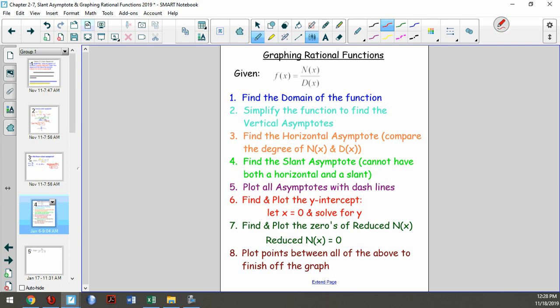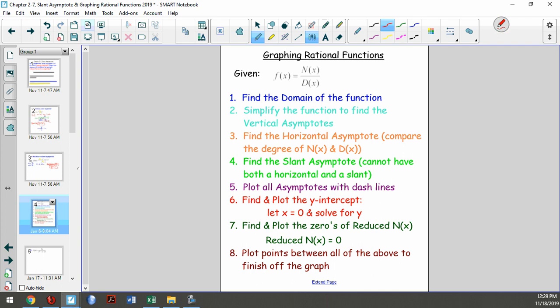Number 6 is you're going to find and plot the y-intercept. What is a y-intercept? The point on the graph where it crosses the y-axis. If it's crossing the y-axis, what can you tell me about x? That it's 0, yes? You're going to let x equal 0 and solve for y.